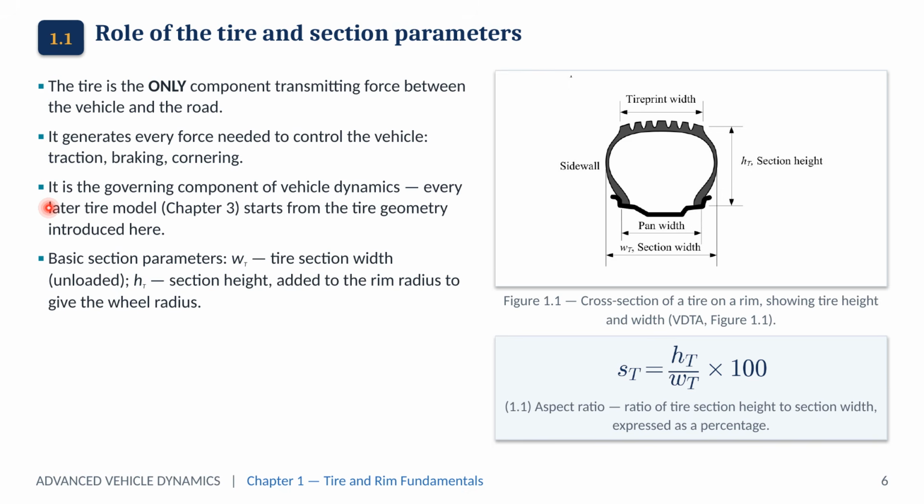The 2 basic section parameters to remember are W sub t, the unloaded tire section width, and H sub t, the section height. Adding H sub t to the rim radius gives the wheel radius. Figure 1.1 shows the cross-section of a tire mounted on a rim. Equation 1.1 defines the aspect ratio, the ratio of section height to section width, expressed as a percentage.